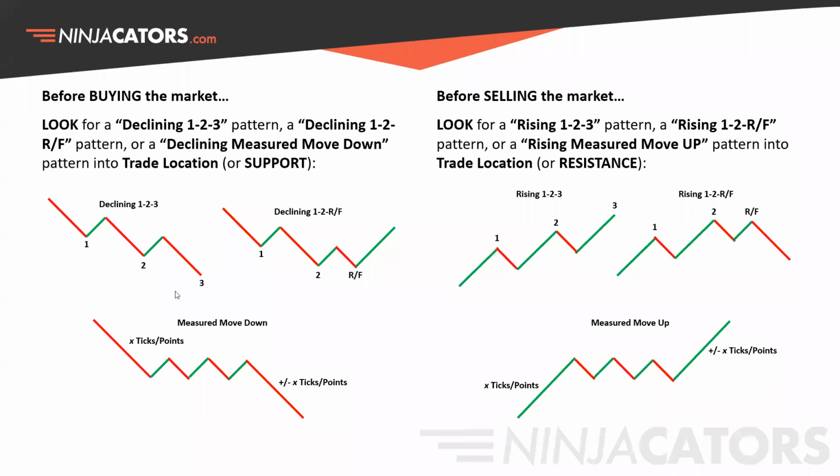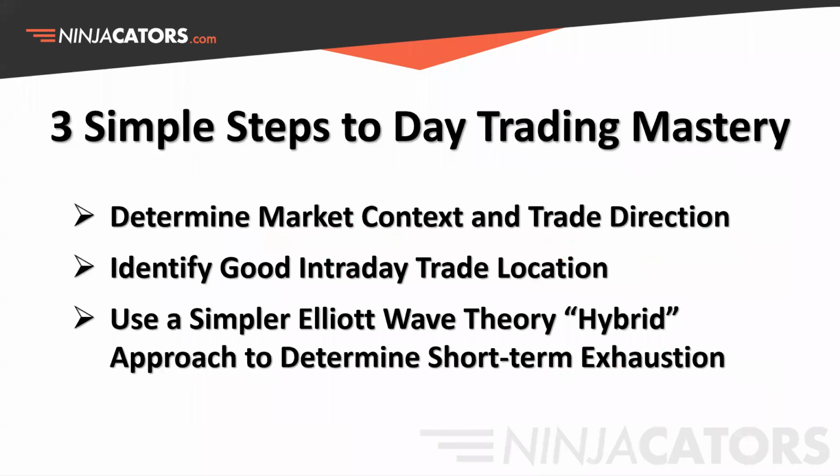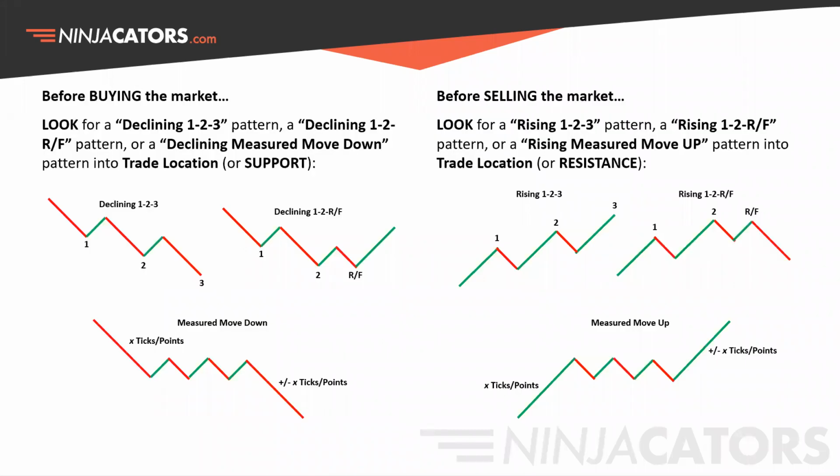So, 3 simple steps: determine market next, trade direction, identify good day trade location. You can use prior day open, high, low, close, current day open, high, low, and use the simpler wave theory hybrid approach to determine short-term exhaustion. And you can look for this if you have your own idea for support or resistance. Start looking for this in price into those areas, and you'll see what I'm talking about.